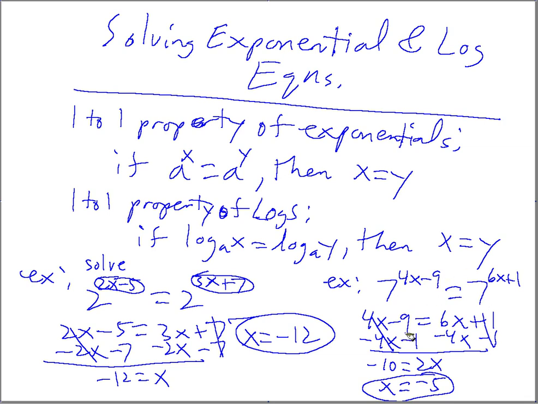Now, what if the base is different? Let me go ahead and give you a different problem. Let me go and clear out the screen. Let you try this one. What about something like, let's try something like, how about 4 to the 3x plus 2 equal to 32 to the 5x minus 2. Take a look at this one.